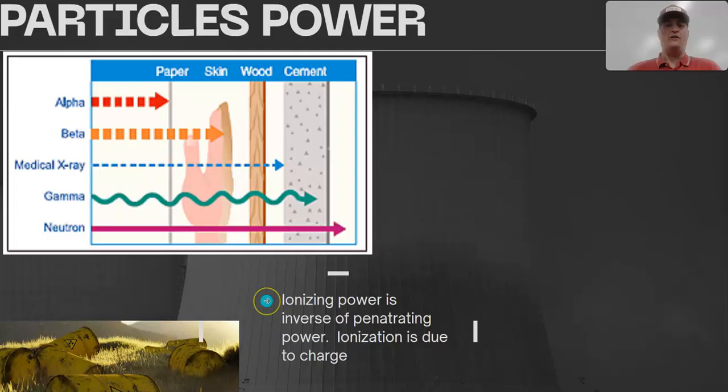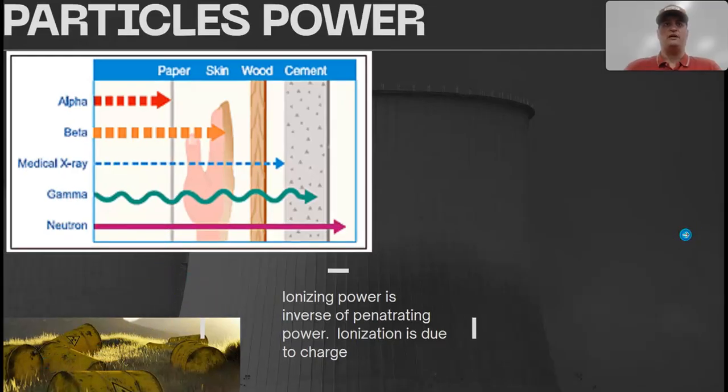Now, another part that can be damaging for people is the ionizing power. The ionizing power is due to its charge. So an alpha particle has a charge of +2, therefore it has the most ionization power. However, beta particles or positrons have a -1 or +1, so therefore are less. And things like gamma rays and neutrons, they have no charge at all, so their ionization energy is nothing. So they are the weakest in that sense.